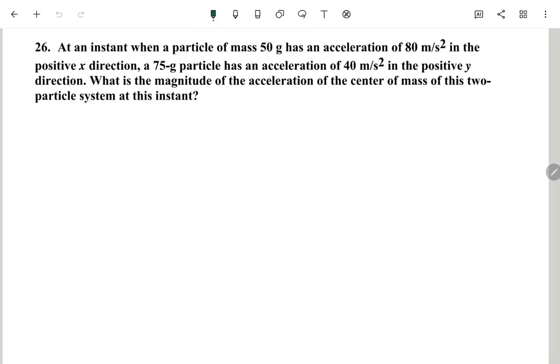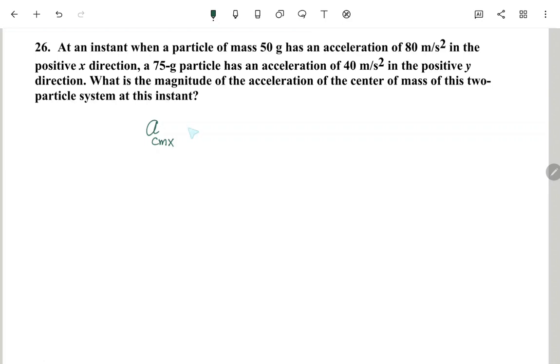At an instant when a particle of mass 50 gram has an acceleration of 80 meter per second square in the positive x direction, a 75 gram particle has an acceleration of 40 meter per second square in the positive y direction. What is the magnitude of the acceleration of the center of mass of this two-particle system at this instant?